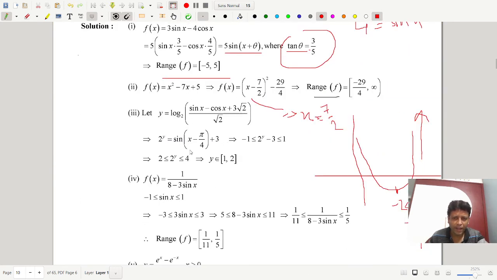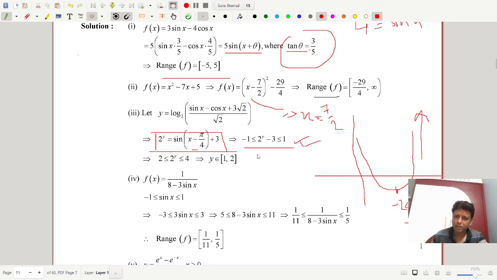This is sin(x minus pi by 4) plus 3. Am I clear? Yes, sir. Everybody? And since it is log base 2, we can write 2 to the power y if you remove the log. Am I clear with this? Yes, sir. Again we can write sin(x minus pi by 4) is 2 to the power y minus 3, and sin(x minus pi by 4) lies between minus 1 and 1. Then 2 to the power y minus 3 lies between minus 1 and 1. Am I clear, everybody, up to this?